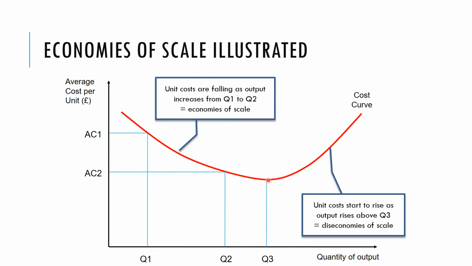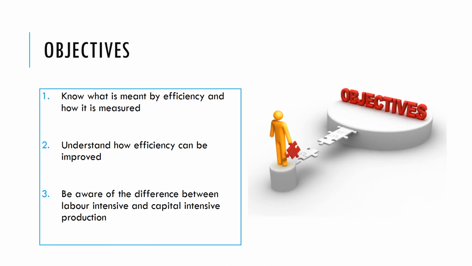As we go beyond Q3, average costs start to rise, as we produce even more, average costs rise. This is no longer economies of scale, we call this diseconomies of scale, when average costs start to rise as output increases. So we've looked at efficiency and how it's measured through unit cost. We've looked at how efficiency can be improved.